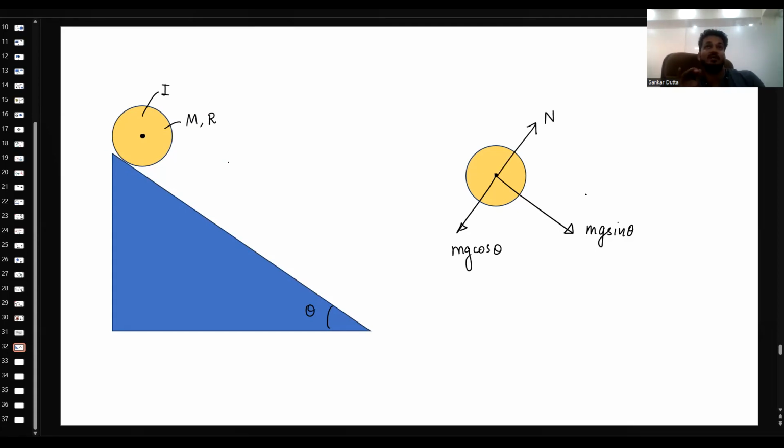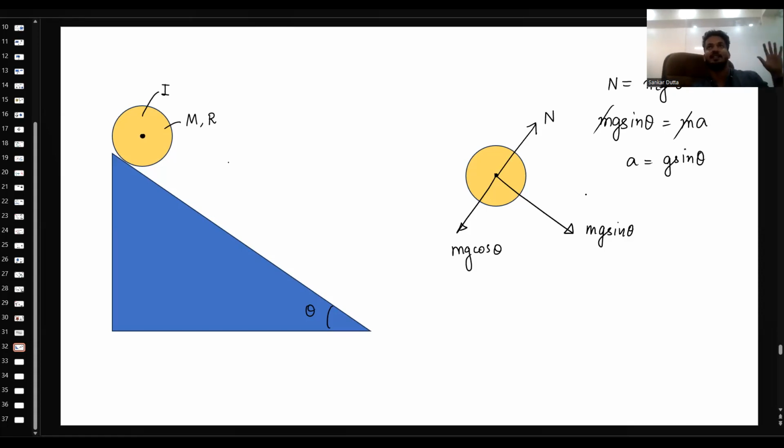So if there was no friction, then this would have been the FBD. Along the direction perpendicular to the plane, you'll be applying Newton's first law, and you'll say that normal is equal to mg cos theta, and that's pretty much it. And along the plane, mg sine theta is equal to mass into acceleration. So the acceleration of a body on a frictionless plane will be simply g sine theta. Does that make sense, guys?